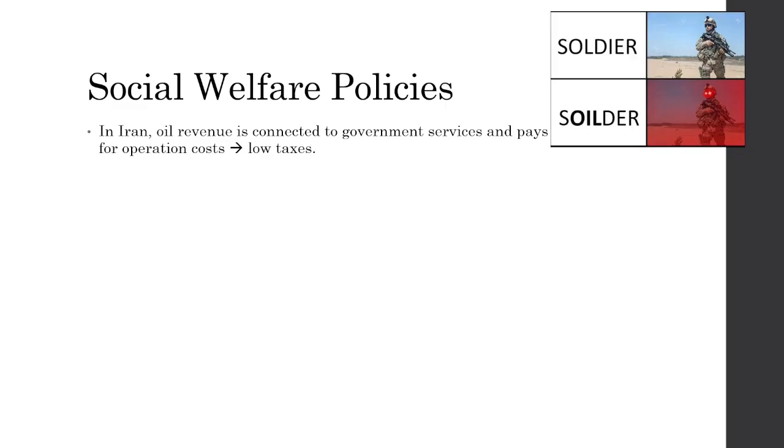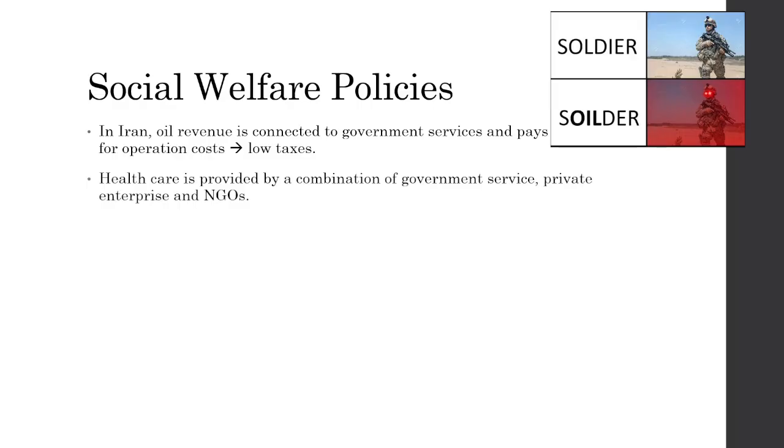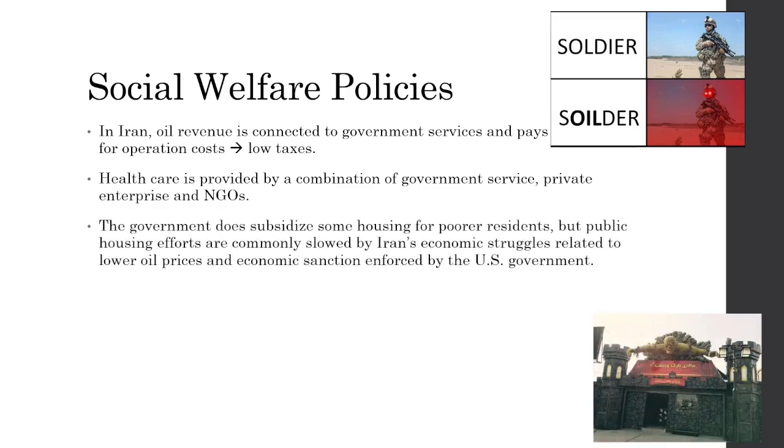In Iran, oil revenue is connected to government services and pays for operation costs. So that's going to lead to lower taxes for the citizens because they're obtaining revenue from somewhere else to pay for their government services. Healthcare is provided by a combination of public and private services as well as NGOs, which is part of the civil society. So the citizens also kind of take part in this. It's very interconnected.